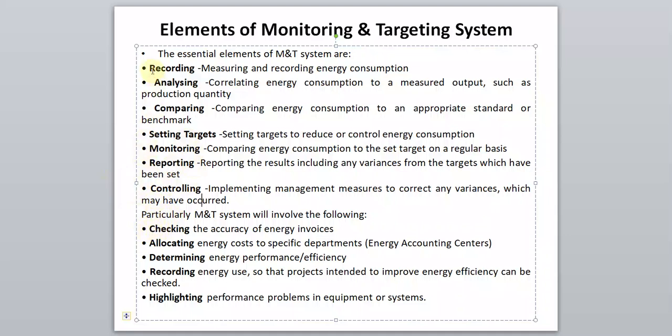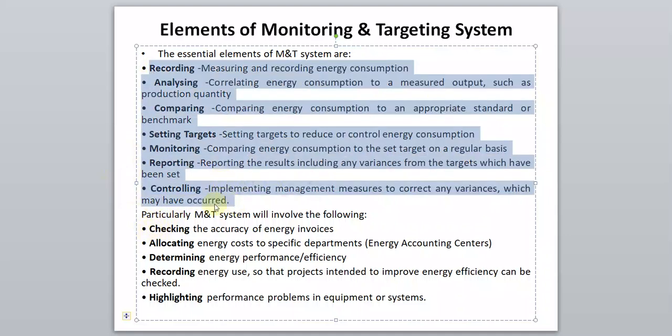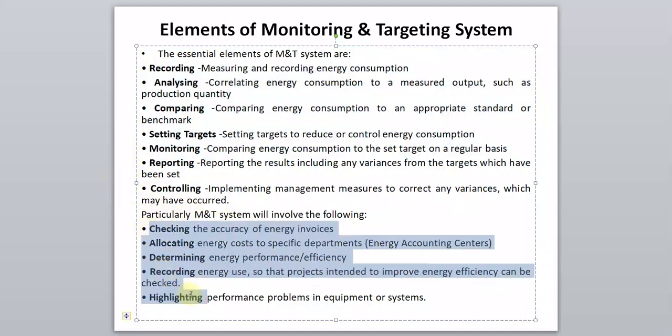And these seven are very important and compulsory. But these six or five elements depend on the industry. Okay. So first is checking the accuracy of energy invoices.